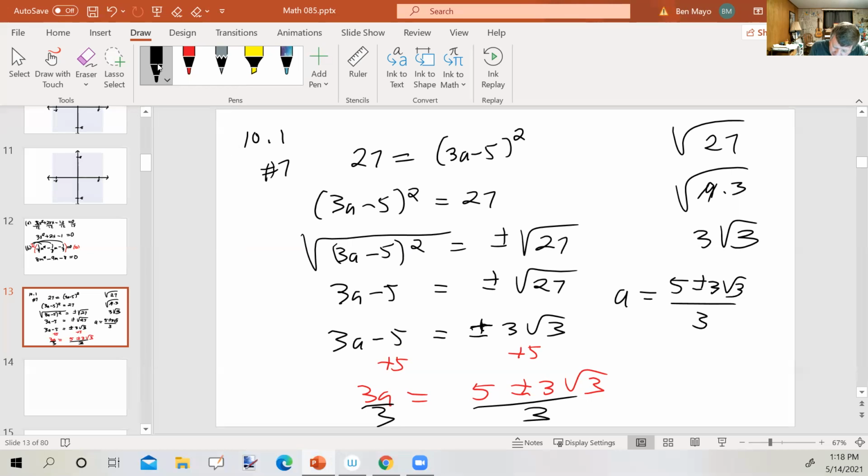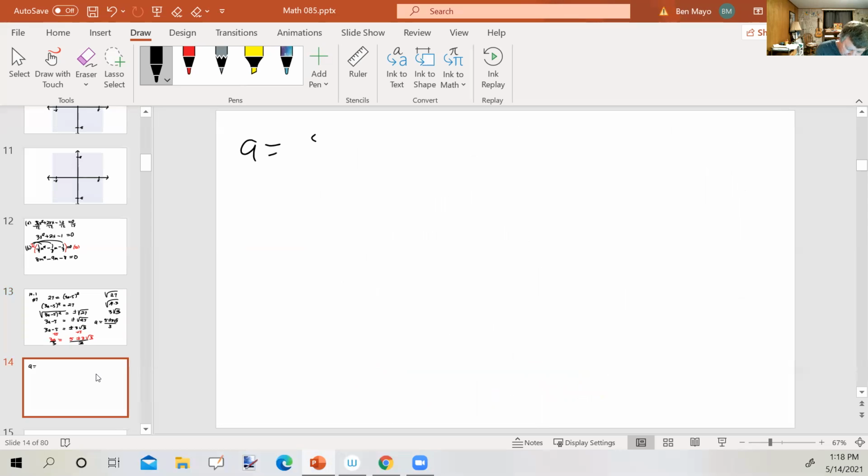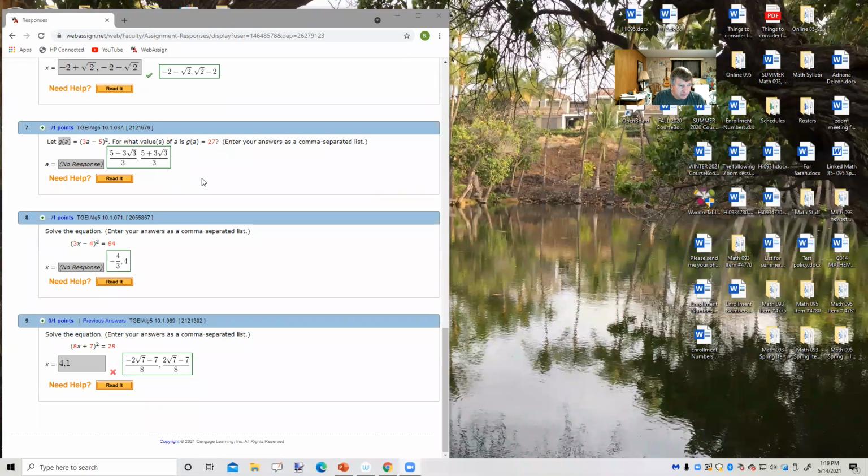And WebAssign asks you to write them separately. So a is going to be equal to 5 plus 3 square roots of 3 over 3, comma, 5 minus 3 square roots of 3 over 3. So there's the answers to problem number 7. And again, we'll take a look there at WebAssign. There's the 2 answers in WebAssign. Next, let's take a look at problem number 8.